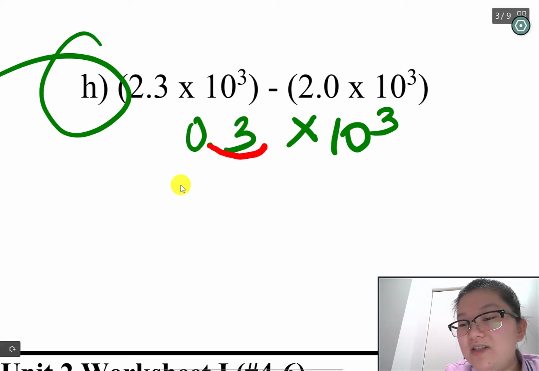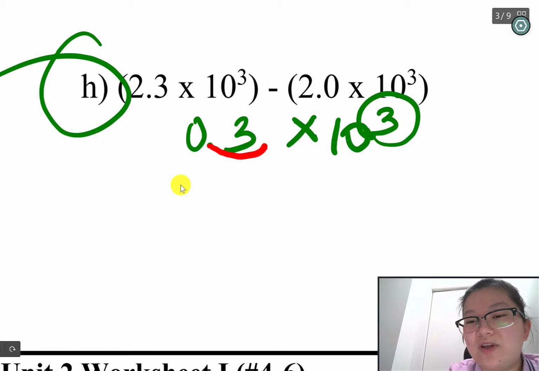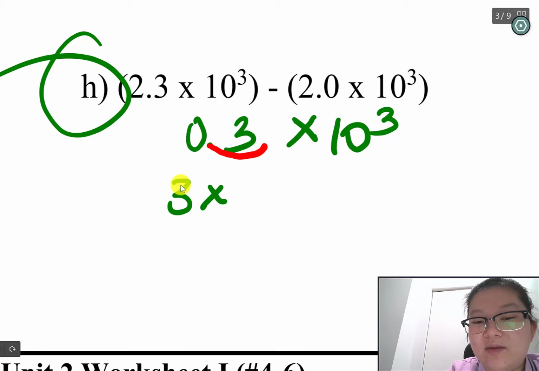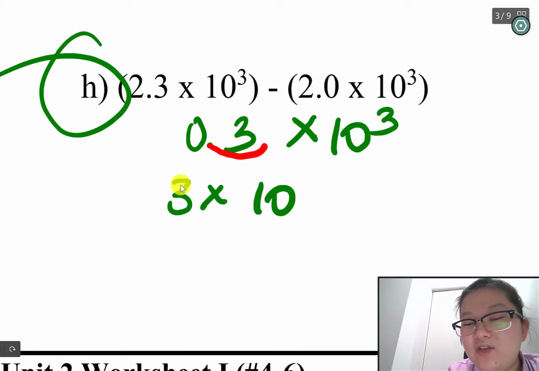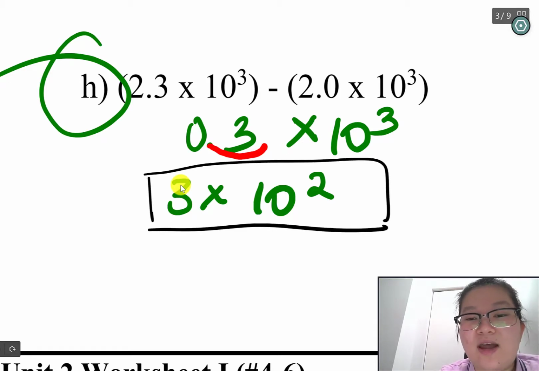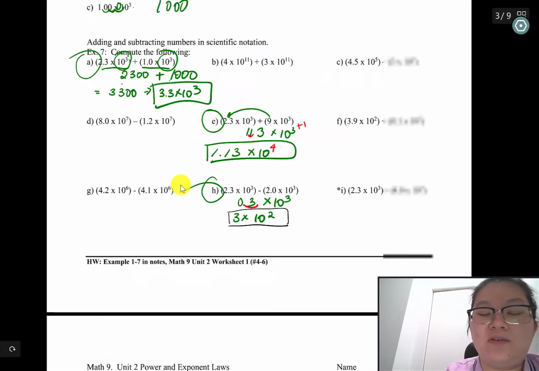So what that effectively does is I need to use one of the 10s over here to bump that up to a 3 instead of a 0.3. So if we shift this a little bit over, this is going to turn into a 3 times 10 to the power of, and if I need to borrow a 10 over here, then that's going to be 10 to the power of 2 instead. I can't just leave my answer as the one you see above. You have to write it in proper scientific notation.